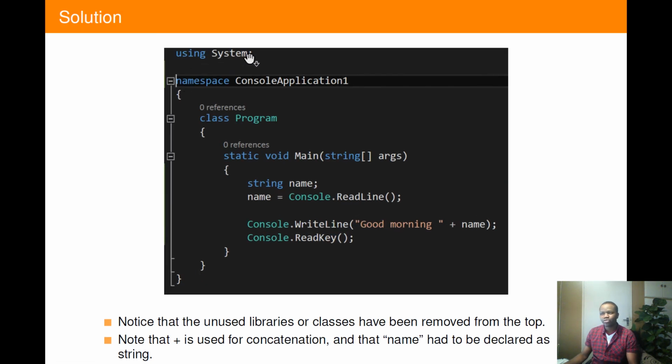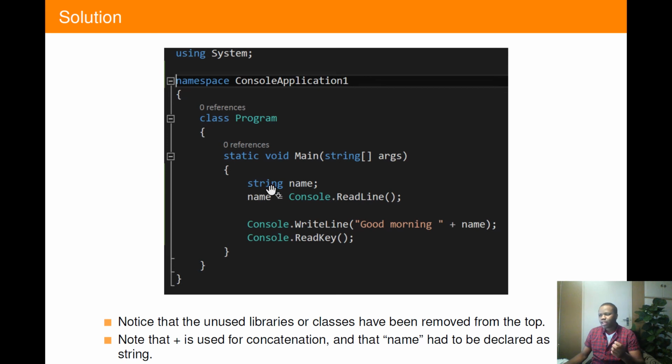Using System, again, you need the System class because this class allows you to do input and output. This is your namespace, which is typically the name of your project. Class Program is the class that holds your program. It's object orientation, so every aspect of your program is a class. I'm going to get to that at some point. This is your main program. We're going to talk about what all of this means.